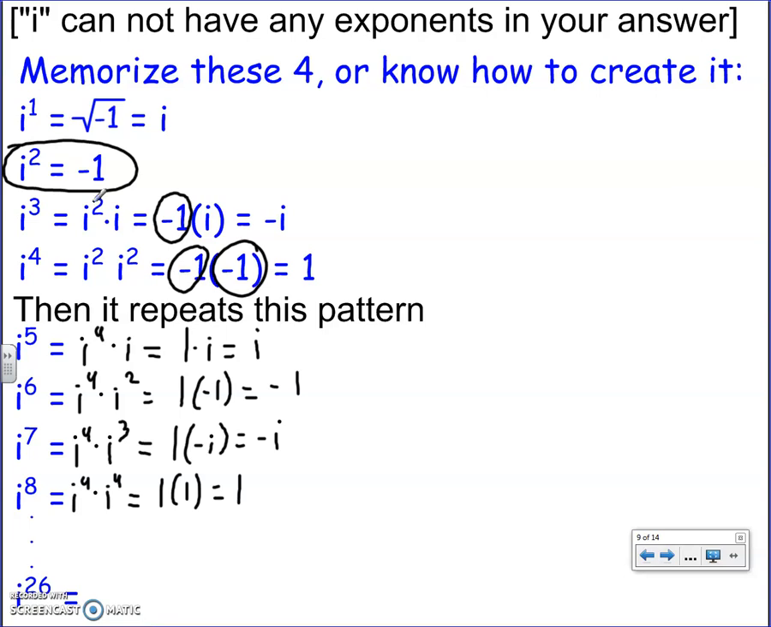So 26 minus 4 gets you, what's 26 minus 20, makes it i to the 6. If I subtract 4 again, it's i squared. i squared we know is negative 1. All right, I'll stop here for now.